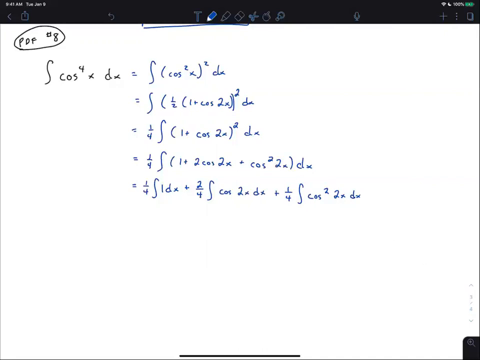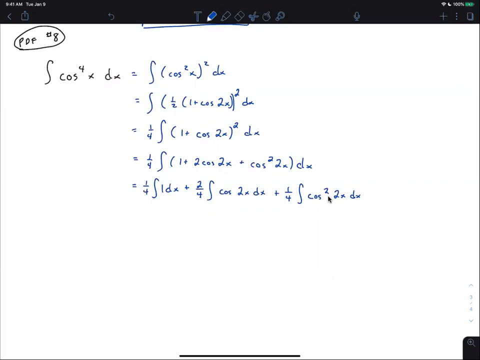All right, and then the first integral is very easy. The second integral is a quick u substitution. What about the third integral? So what do we do with this? You have to use half angle again. Yeah, you use half angle again. It's powers of sine and cosine, and they're both even.